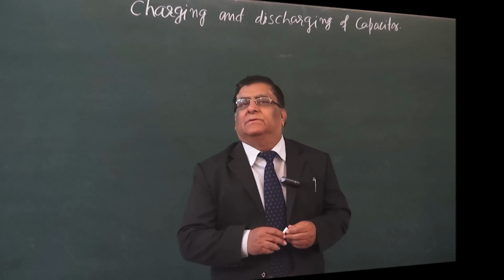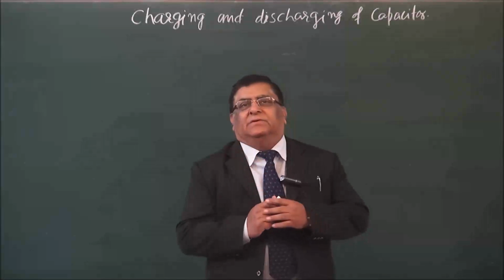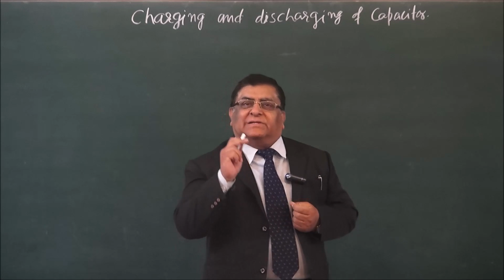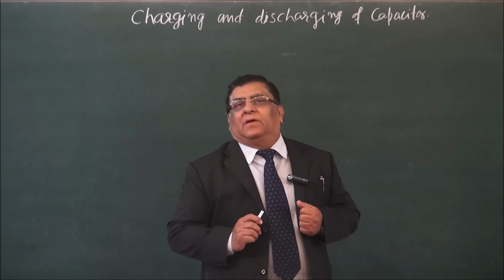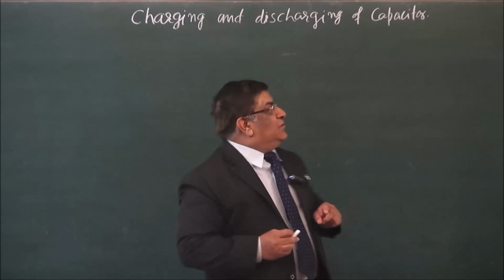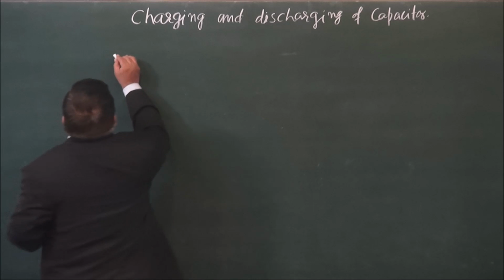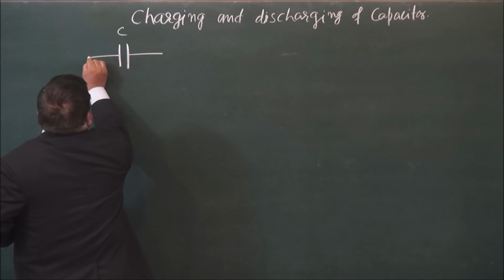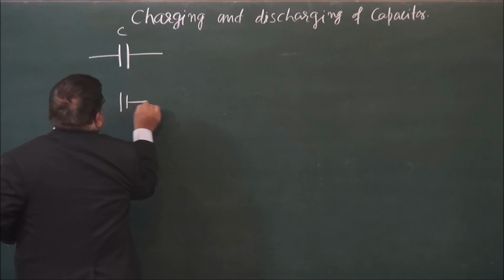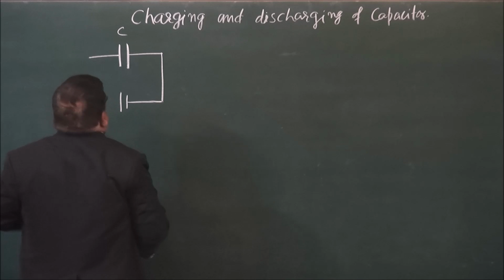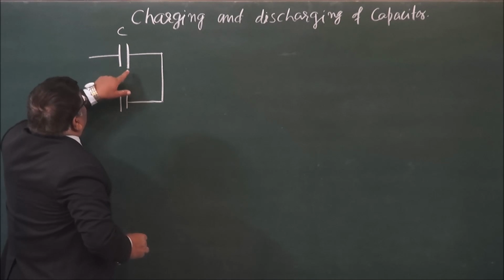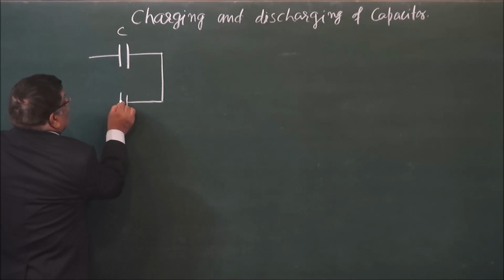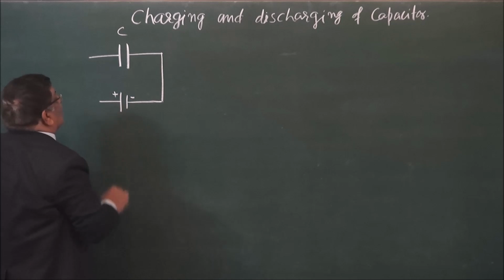We have studied that when a capacitor is connected with a source of EMF, a battery, then it starts getting charged. We know that DC current is not allowed in a capacitor. This is a capacitor. If we connect it with a battery, because of this gap, DC current is not allowed here, but it is getting charged. So when it gets charged, how does it get charged?